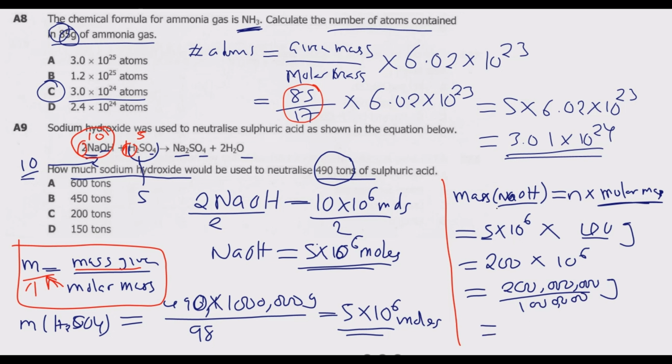Then we end up with 200 tons. So 200 tons is the required quantity. So that we say 200 multiplied by 2, it gives us the 400. Okay, so 200 is the required. So C is the correct answer on this question.